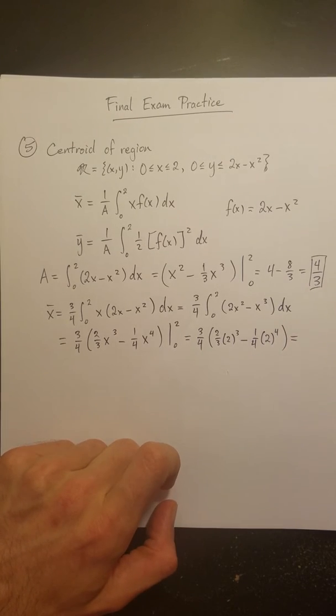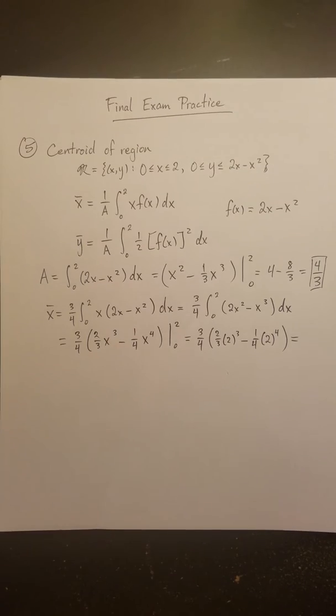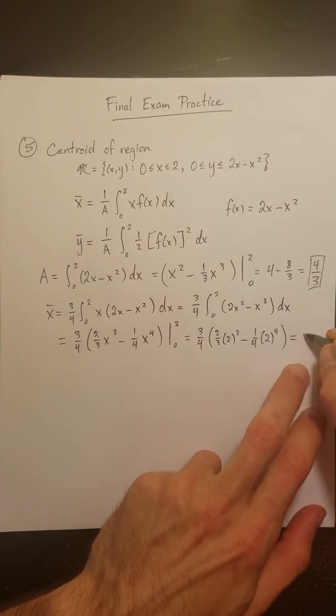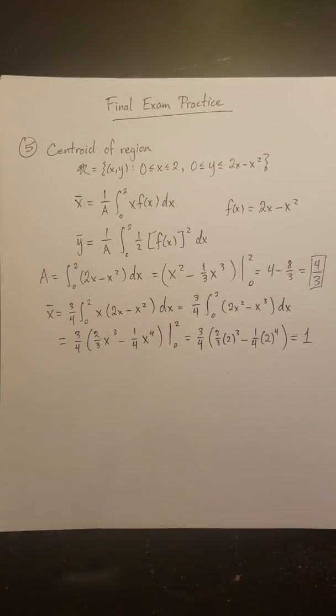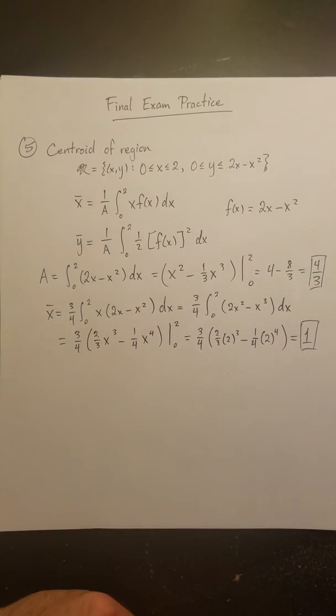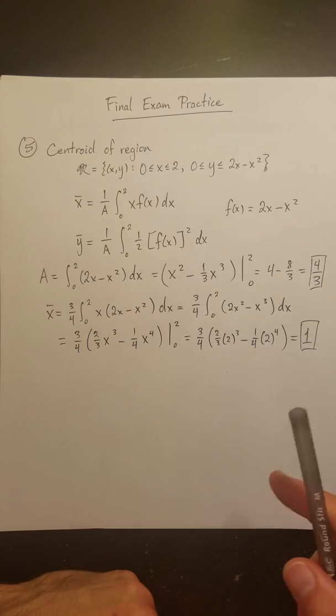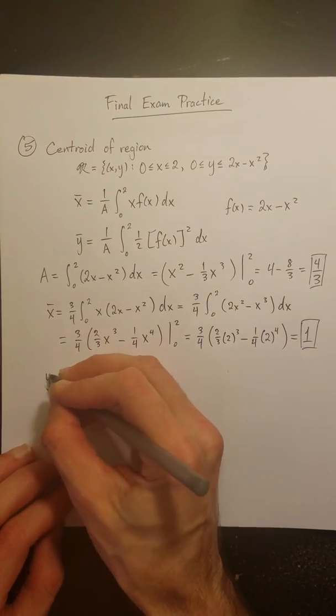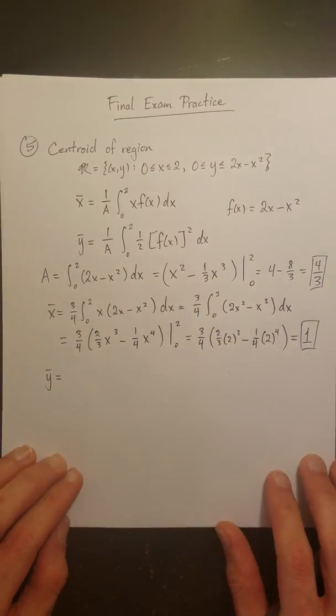Okay, and that equals... So that equals 1 after plugging all this into our calculator and checking. So we get 1 for the x coordinate, which actually is not unexpected, and I'll show you why in just a second. But let's calculate the y coordinate for our centroid first.